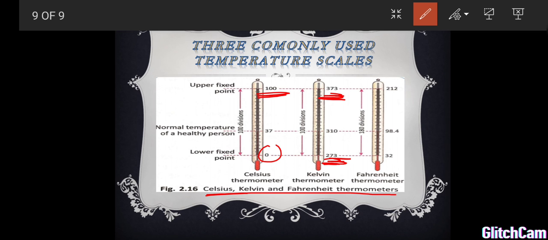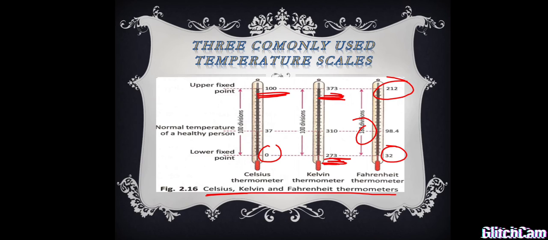But in the case of Fahrenheit, the lower fixed point is 32 degree Fahrenheit and the upper fixed point is 212 degree Fahrenheit. So in total here there are 180 divisions. This is the main difference between the three scales we are using in a thermometer. Okay, so up to this we conclude.